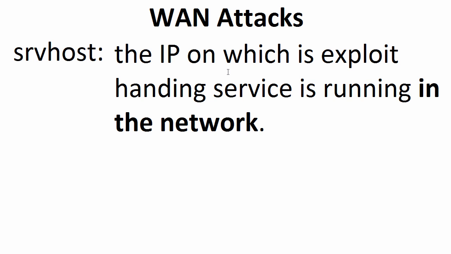To make things clear at the beginning, the SRV host is the IP on which the exploit pending service is running in the network. Excuse me, this should be a that, not a is. So if we have an exploit that runs on a website which runs on the Apache or any other web server on our attacking machine, then of course the victim has to go to the website that runs on our machine. This means that there is a URL that is handed to the victim. This URL is the public IP address of our router.